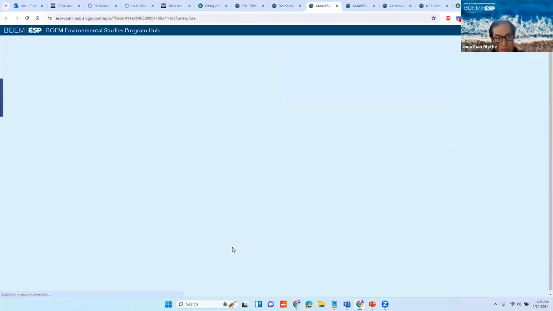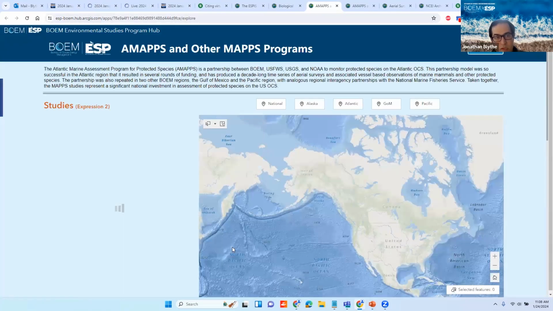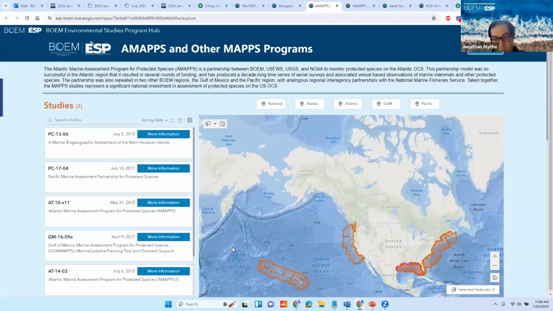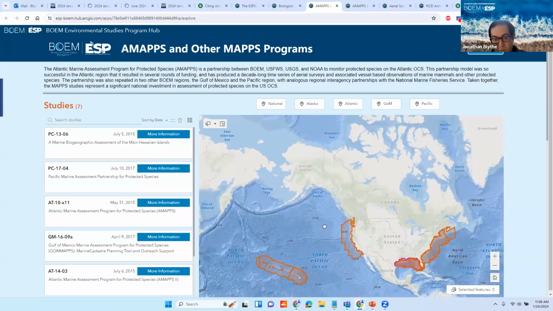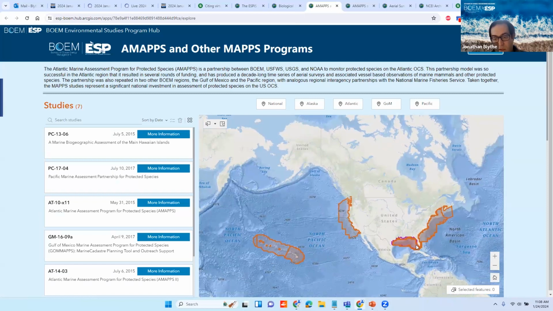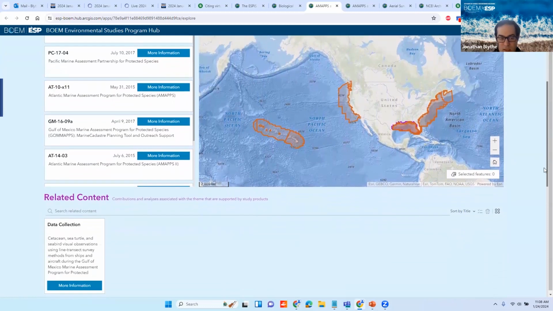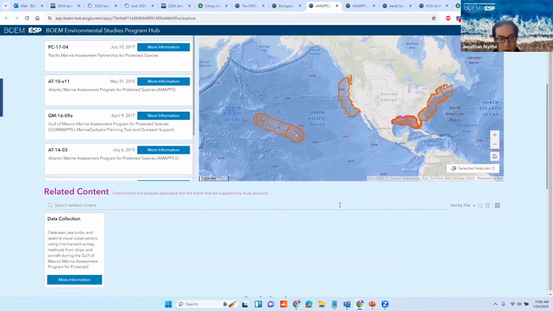And I'll pick this AMAPS theme. AMAPS is the Atlantic Marine Assessment Program for Protected Species. But we've conducted this research for protected species in the Pacific and the Gulf of Mexico, as well as the Atlantic. So it's kind of a cross-national program, if you will. And the data collection that I'd like to highlight here is the cetacean, sea turtle, and seabird visual line transect surveys from ships and aircraft during the Gulf of Mexico assessment program for protected species.